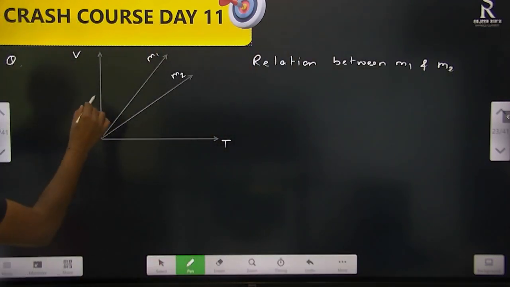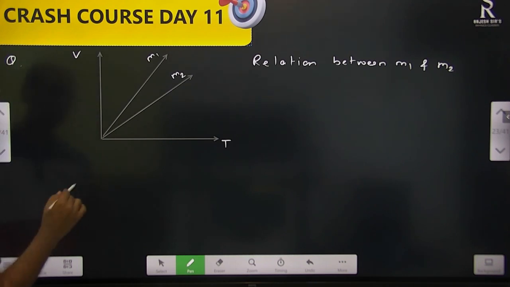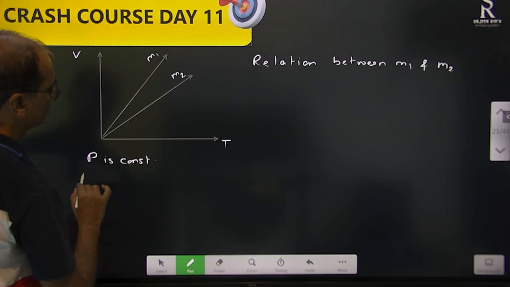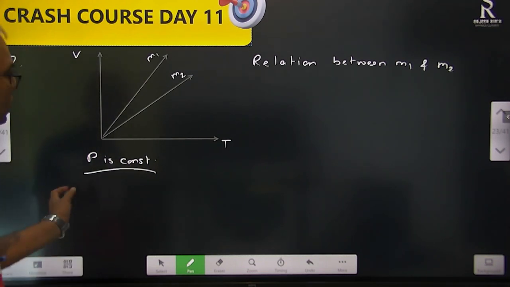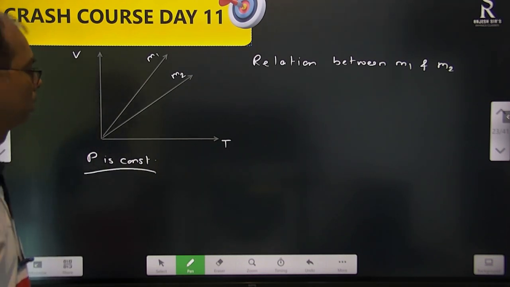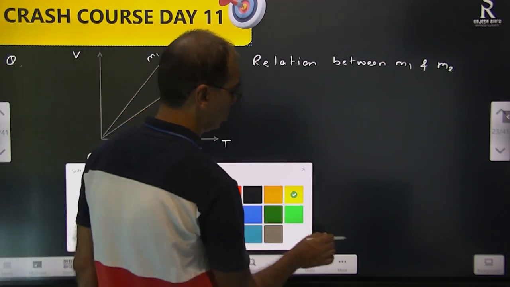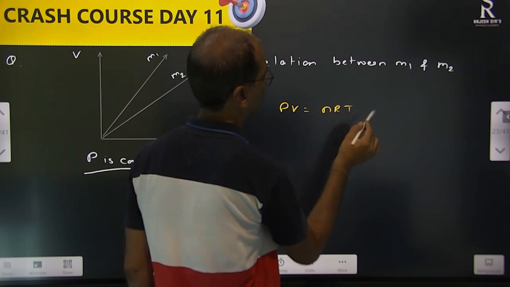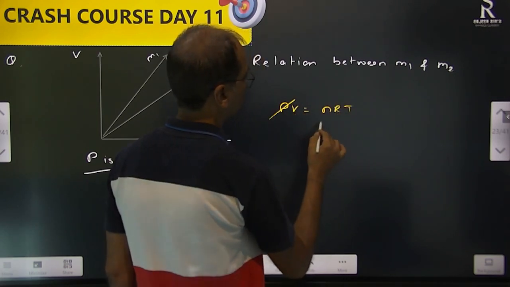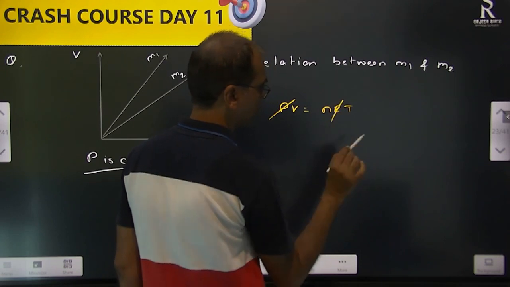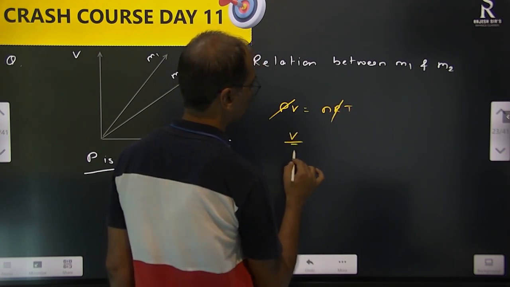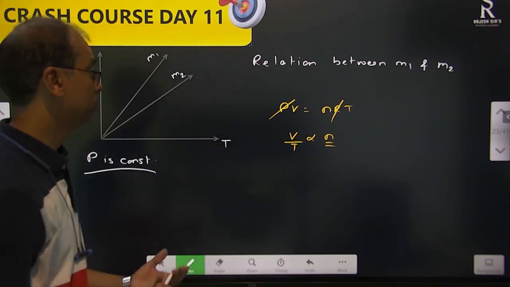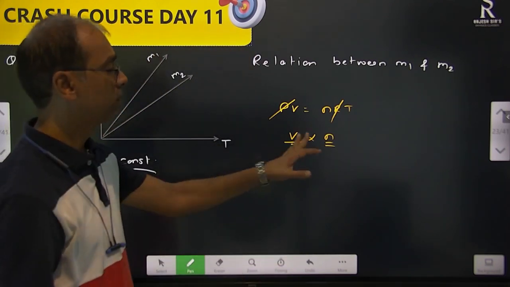Okay, the VT graph is starting from the origin. So pressure is constant. Now from the ideal gas equation we know PV equals nRT. P is constant anyhow, leave it. n and R, R is also constant, leave it. So V by T is proportional to n. And if the number of moles is more, that means the mass also will be more.